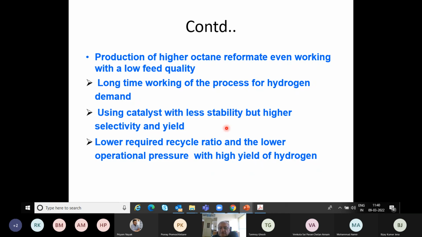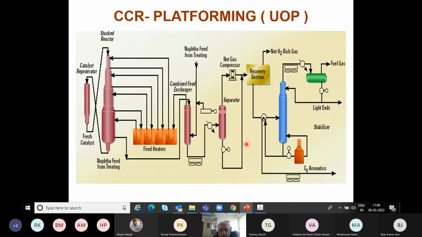You need to use a catalyst with less stability but higher selectivity and yield, and it requires a lower recycle ratio and lower hydrogen pressure, as I told you earlier. And this is the typical diagram of a CCR reformer. There are two technologies in the market today by two different technology licensors.